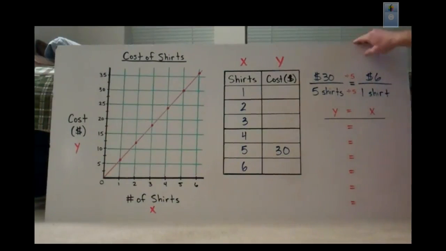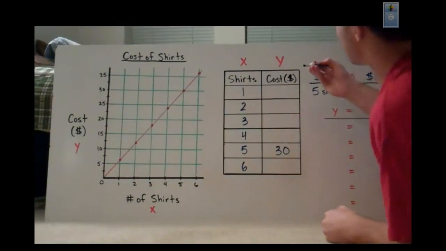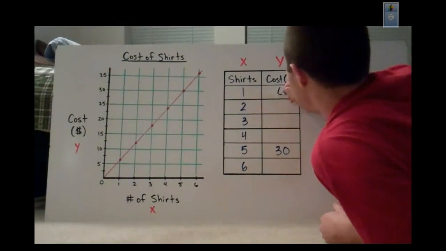Now, so this turns into $6 for 1 shirt. Alright, so now I can really start to fill this table out. 1 shirt is $6. So, I've got $6.